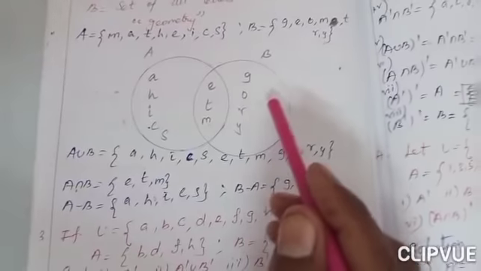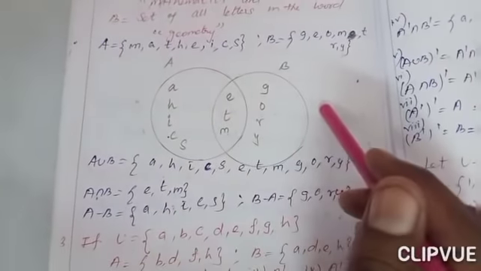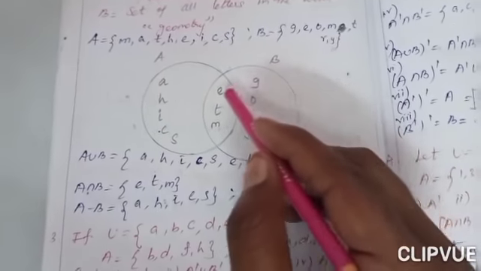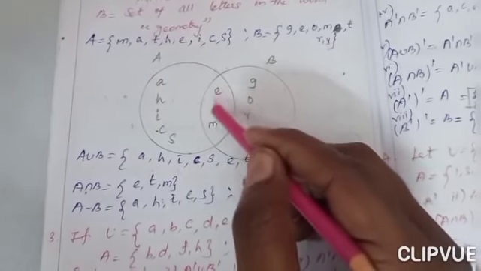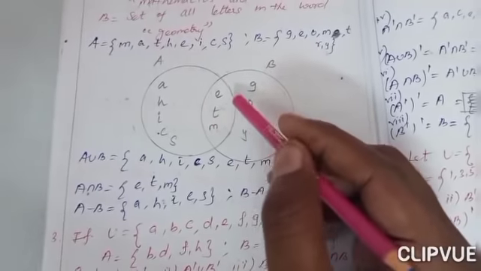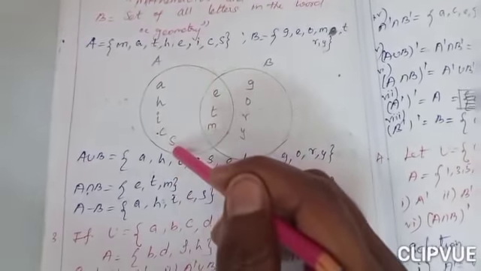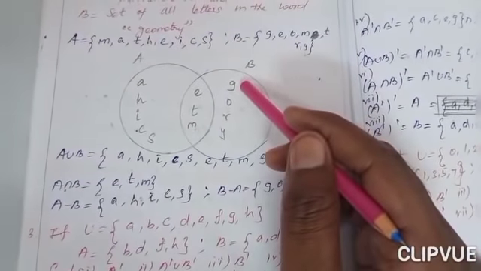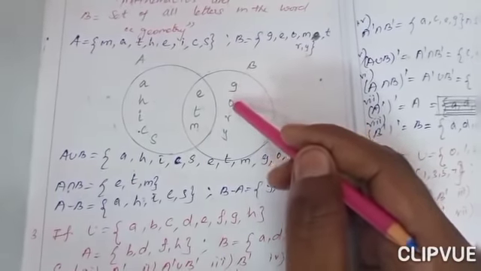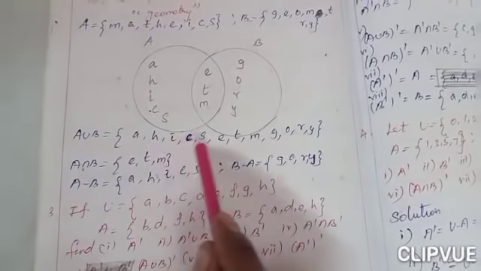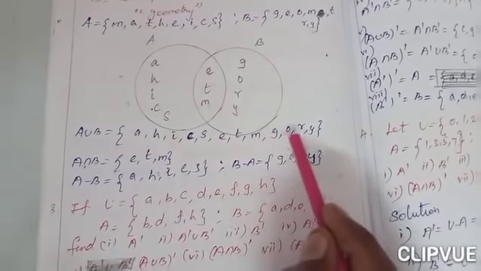The Venn diagram method will do this. First draw the two circles and write the common elements in both the sets. E, T, M are the letters in both the sets. After that, write the remaining elements in set A: A, H, I, C, S. After that, write the remaining elements in set B: G, O, R, Y. From this, easily we can write A union B. You have to write all the elements in two circles: A, H, I, C, S, E, T, M, G, O, R, Y.